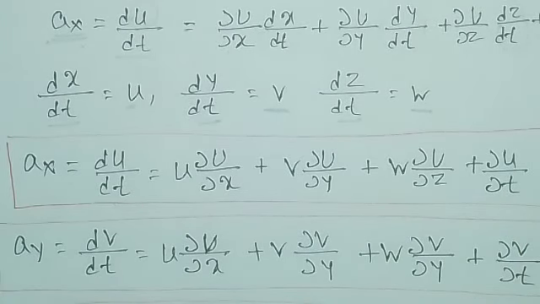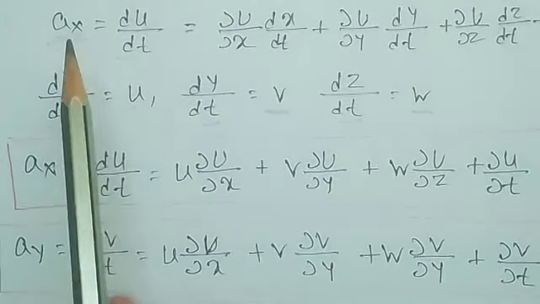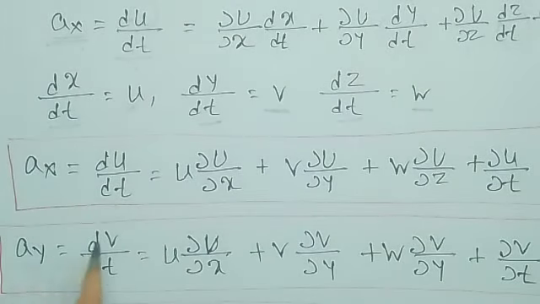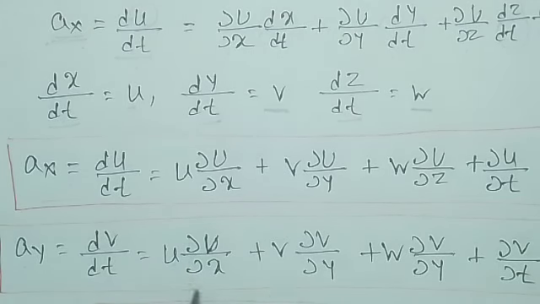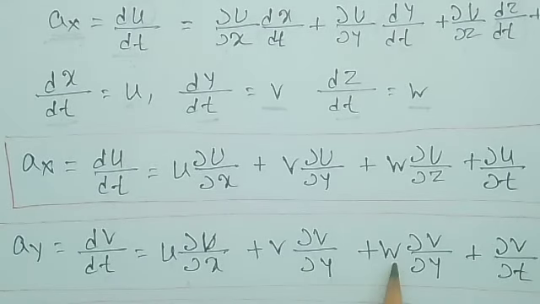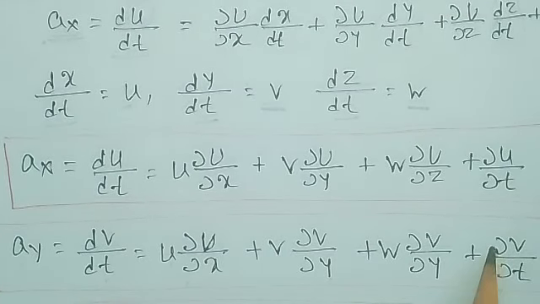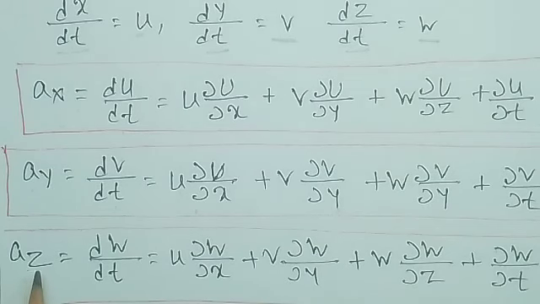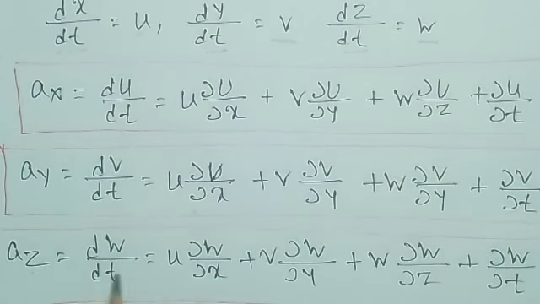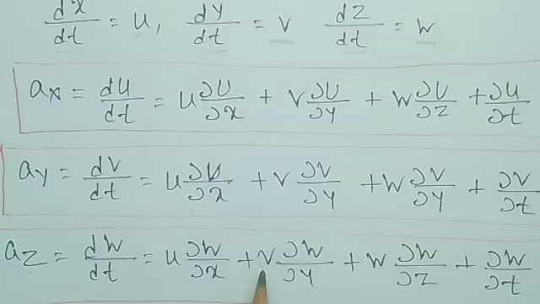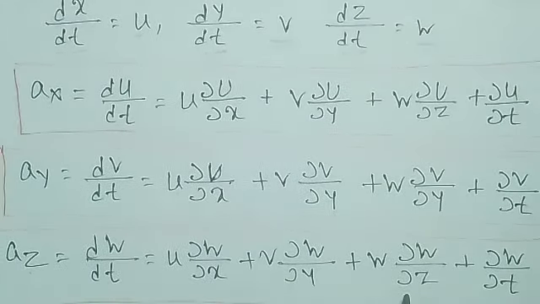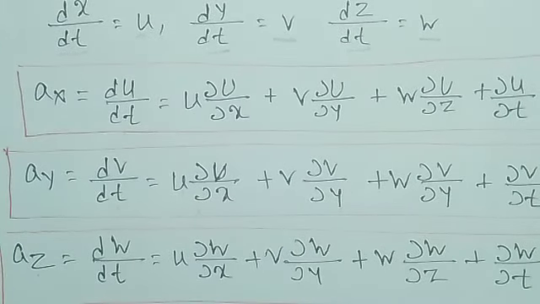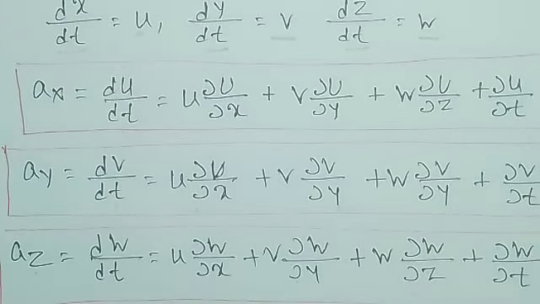Similarly, you can write down ay also. Ay is nothing but dou v by dou t. So when you apply the chain rule, you'll get ay is equal to u into dou v by dou x plus v into dou v by dou y plus w into dou v by dou z plus dou v by dou t. Similarly, acceleration in z direction: az is equal to dw by dt, means u into dou w by dou x plus v into dou w by dou y plus w into dou w by dou z plus dou w by dou t, right? So this is what we got, the acceleration in x, y and z direction.